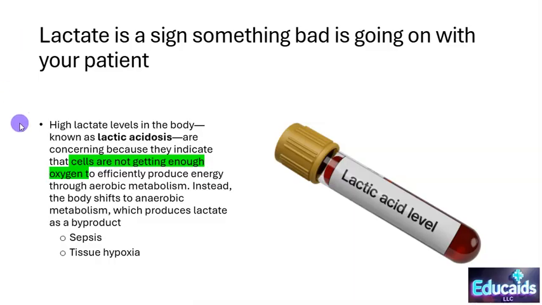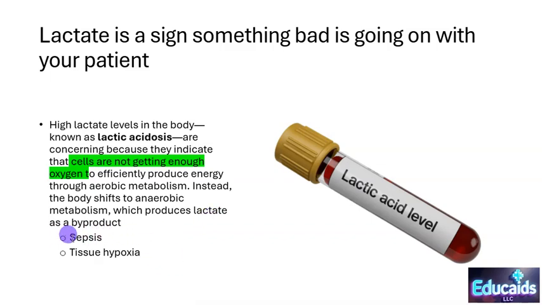So high lactate levels in the body, also known as lactic acidosis, are concerning because they are telling you the cells are not getting enough oxygen to efficiently produce the energy for aerobic metabolism. Apparently, words are hard right now. I apologize. Instead, the body shifts to anaerobic metabolism, which produces lactate as a byproduct.